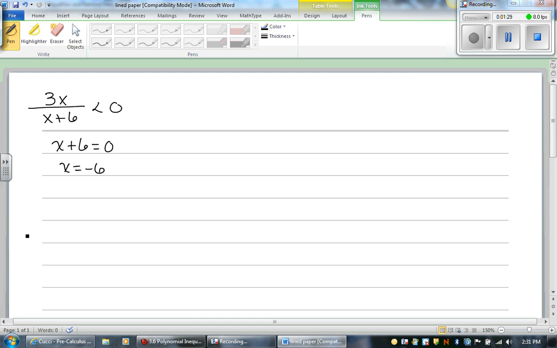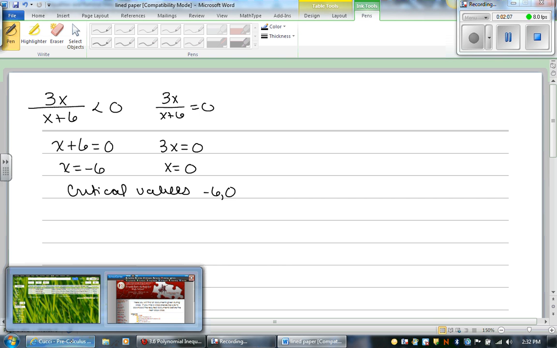The other piece of this is taking the numerator, and I can rewrite it as an equation if it makes it simpler for us to see. We take the numerator and set it equal to 0. And very quickly we get x equals 0. So what we've done is we've created some critical values to use. So -6 and 0 are our critical values.